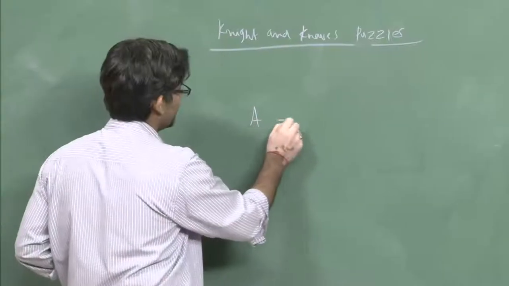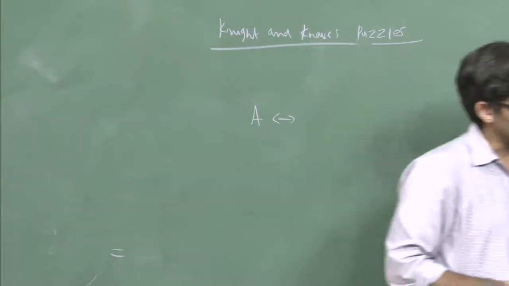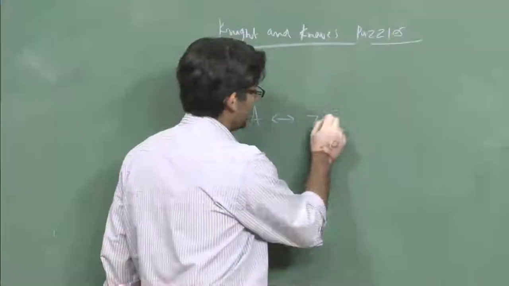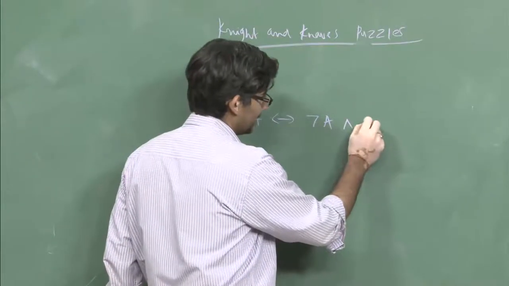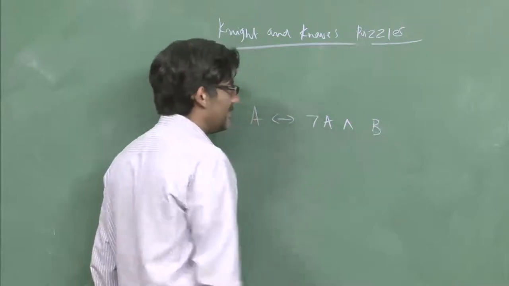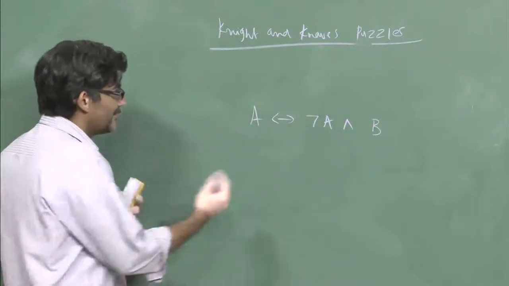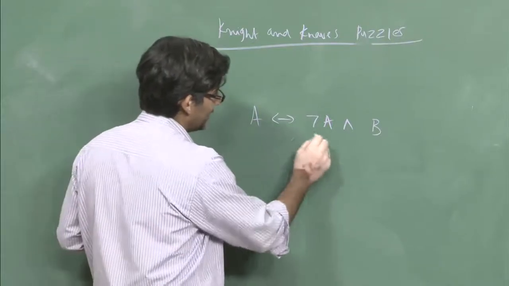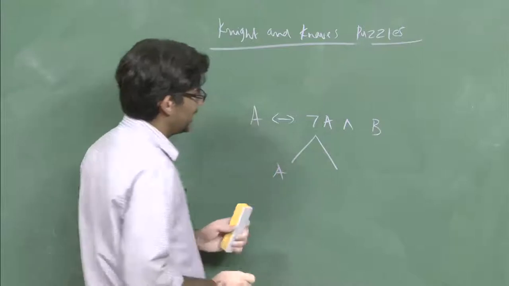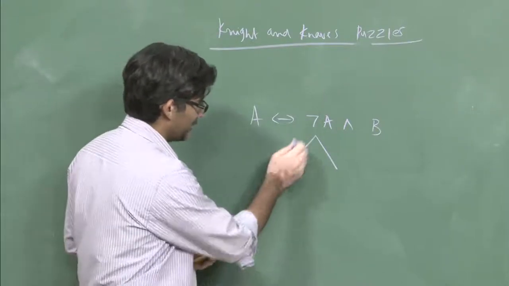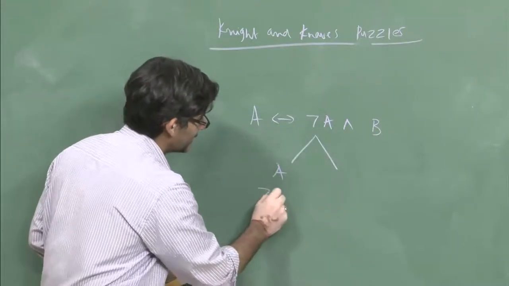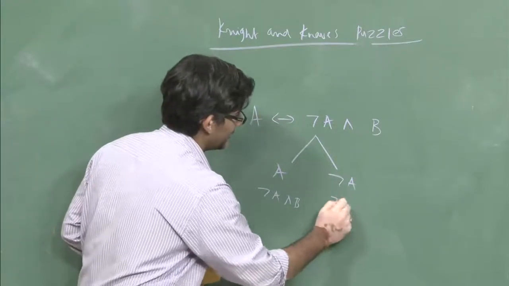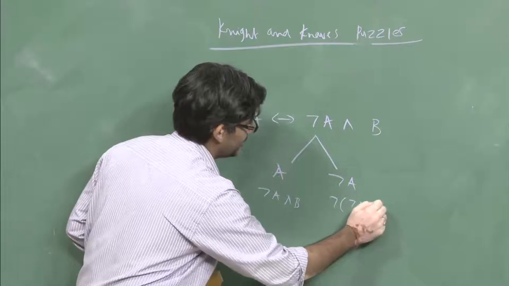A is saying this particular kind of thing, I am a knave but B is not, that means B is a knight. So now from this information, what is the one which you are trying to get? Again you construct a semantic tableaux tree for this one. So first it is A, not B, and then this is not of not A and B.